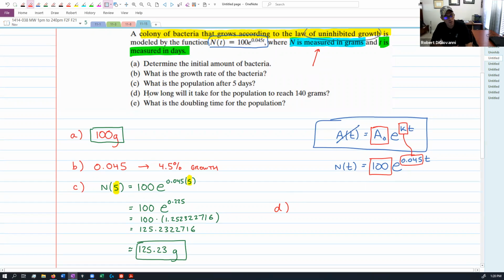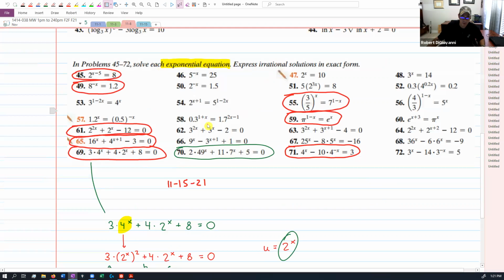That's right. So we want to know how long it's going to take, which means we want to know the time. How much time does it take for us to have 140 grams? So we take our formula here and we want to know when this is 140. We set the left side of the equation equal to 140, leave the right side like this, and then we need to solve for T. We need to figure out what that T is. And this is exactly what your homework was about last time: how do you solve equations when your variable is up in the exponent?